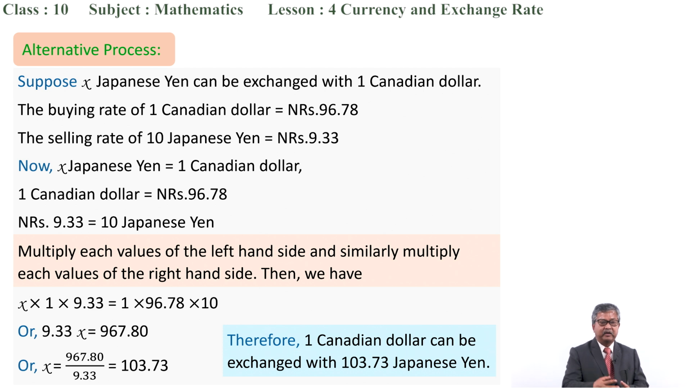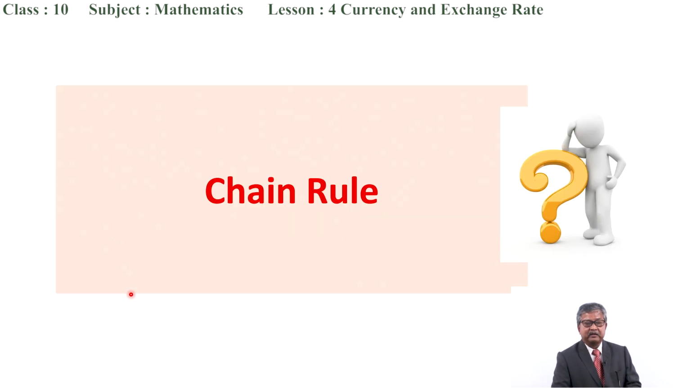So in this way also we have to solve. Before, we used the unity method, because we convert Canadian dollar also: 1 rupee is equal to how many Nepali rupees, similarly 1 Nepali rupee is equal to how many Japanese yen. Then we equate those equations. Now here we have to use this process. What is this process called? This process is called the chain rule. So what is the chain rule?